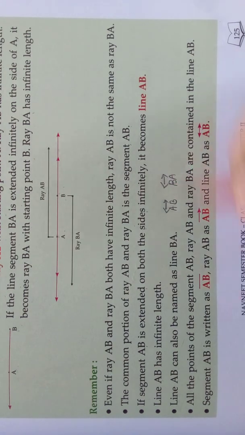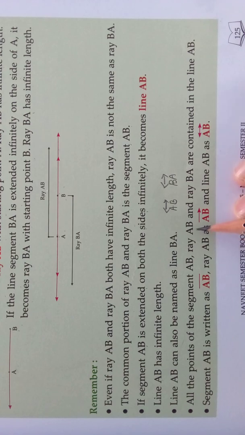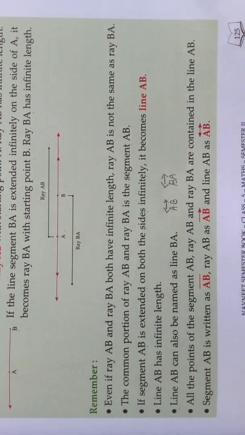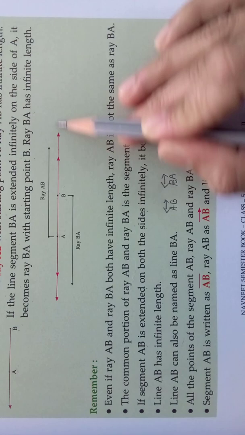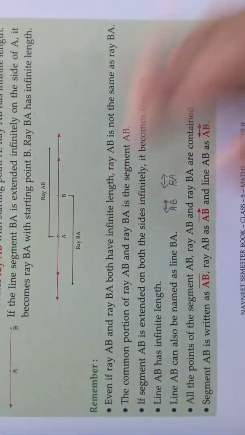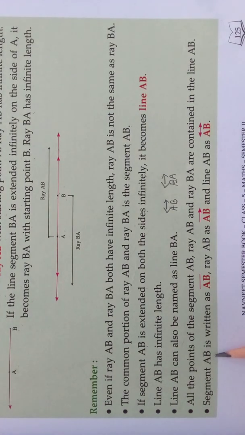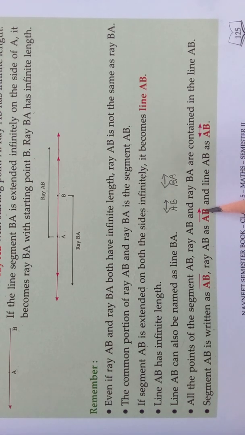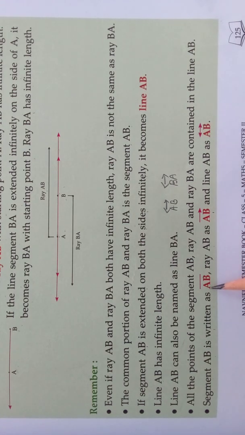All the points of the segment AB, ray AB and ray BA are contained in the line AB. Look here. This is a line. All the line segments and the rays are on the line AB. See, this is a segment, this is a ray, this is a line. This is how to write a segment, a ray and a line. Understood, children? Come, we'll go to the next page and see the assignment related to these topics.